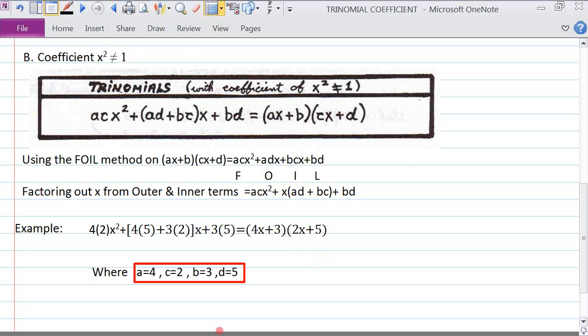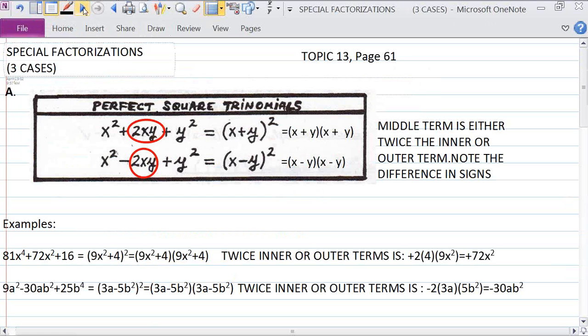Now, you don't memorize this. We will be doing more complicated examples and showing you how to factor those later on. So let's look at special factorizations, the next topic on page 61. There's 3 cases: perfect square trinomials.